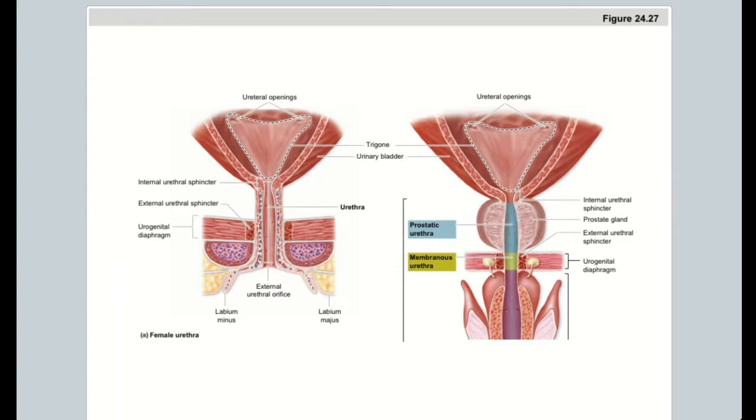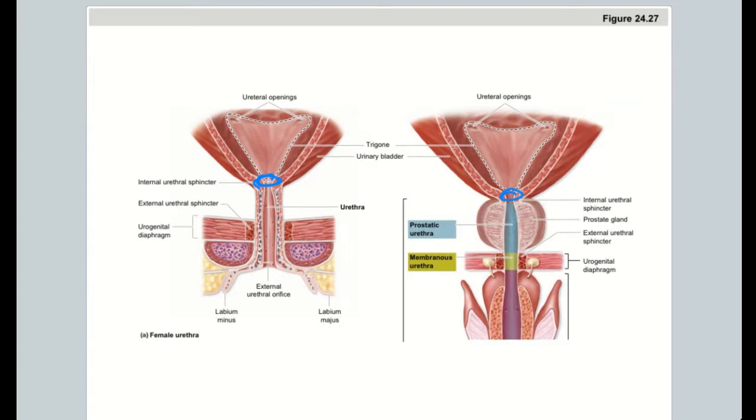There is an internal and external urethral sphincter. The external is within the urogenital diaphragm for both males and females, and the internal is right here where the urethra begins, at the junction of the urethra and the urinary bladder. The internal sphincter is involuntarily controlled. So this one relaxes when the micturition reflex kicks in, or if you are consciously attempting to urinate.